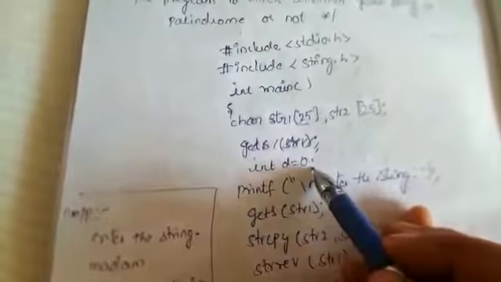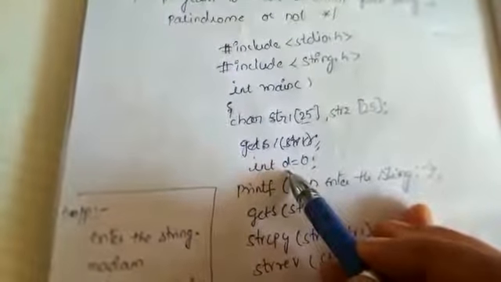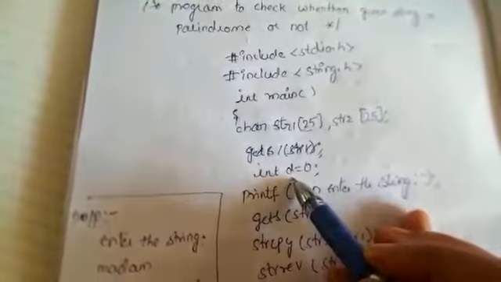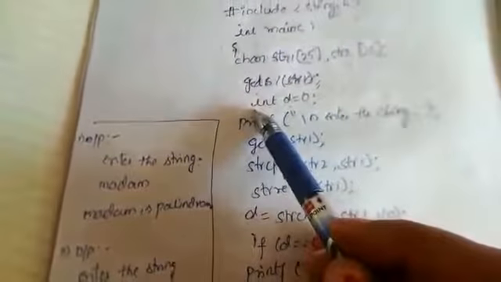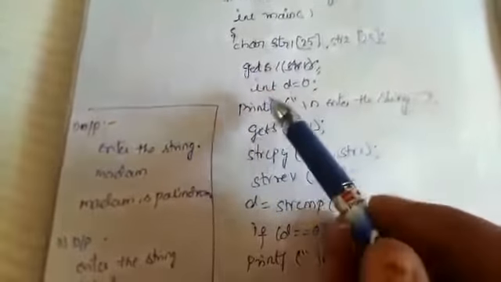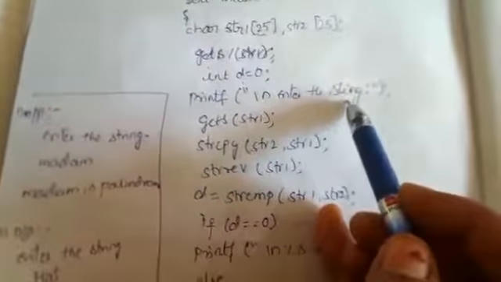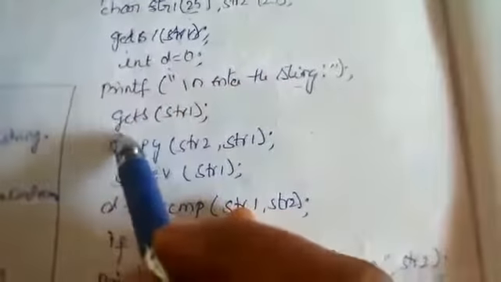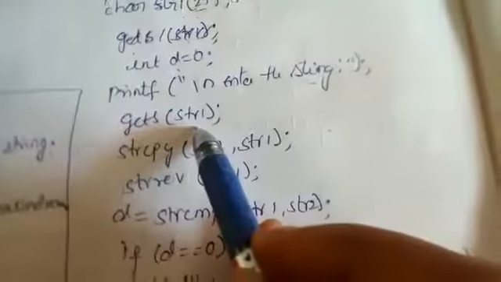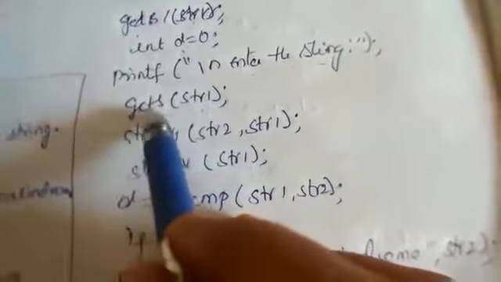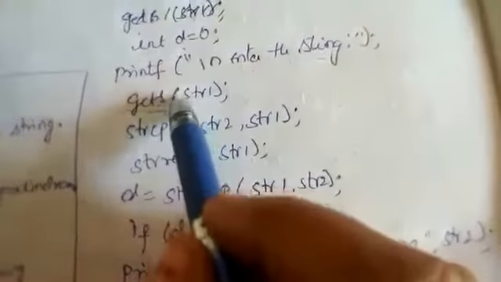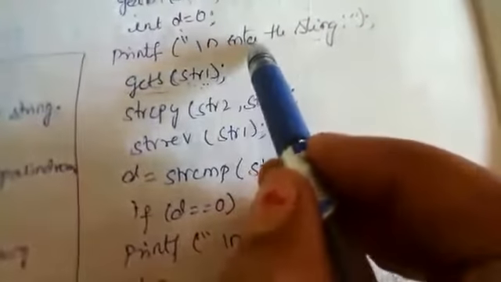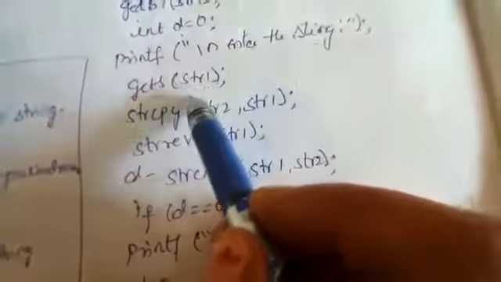Next, int d = 0, because when you are comparing, if it is equal, we need to have some integer value. For that reason, we are taking an integer d equal to 0. First, enter the string. That string you have to read. For reading strings, we have the function called gets, get string. That gets will read the sequence of characters into memory. So gets(str1): the string you give here will be read through the gets function.